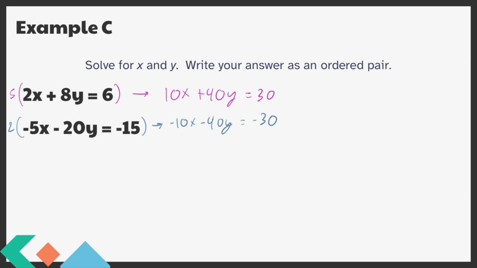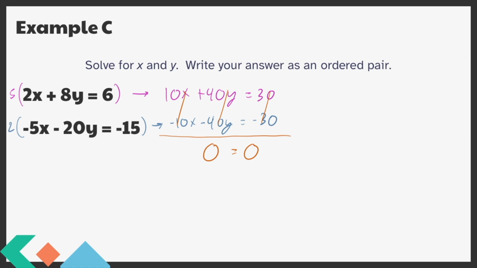All right, so now we're going to go ahead and combine our two equations, and I've got some interesting things that are going to happen. So -10x and 10x are going to give me 0, so they're going to cancel out. -40y and +40y, they're going to give me 0, so they're going to cancel out. So I'm left with just 0 on this side. And then 30 and -30, they're going to cancel out, and they're going to give me 0. So I end up with a system where I've got 0 equals 0. And this is a true statement.